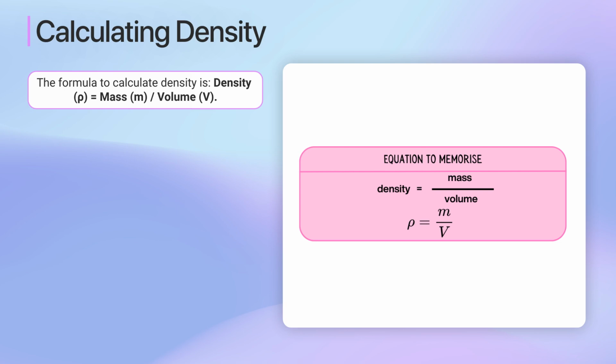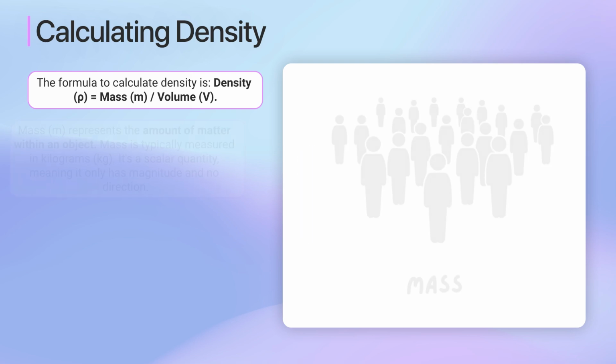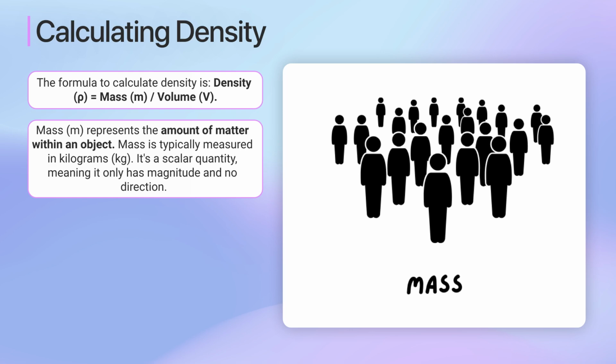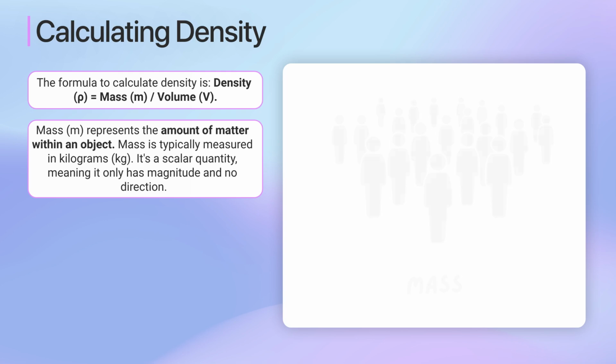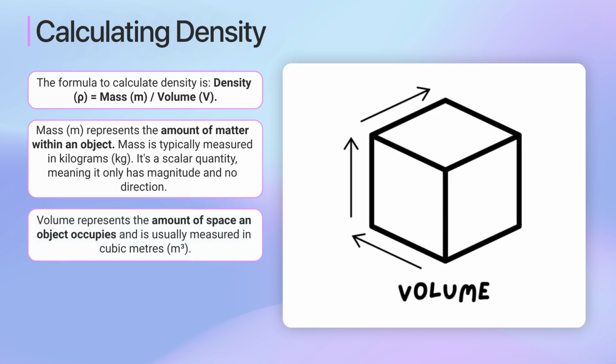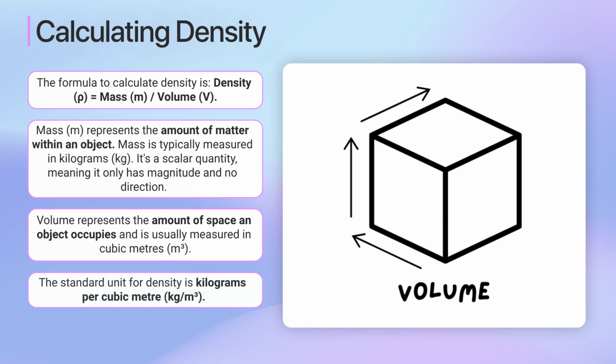Let's now pay close attention to the details of this equation. Mass represents the amount of matter within an object. Mass is typically measured in kilograms. It's a scalar quantity, meaning it only has magnitude and no direction. Volume represents the amount of space an object occupies and is usually measured in cubic meters. It's also a scalar quantity. Volume can be calculated for different shapes using specific formulas, but its unit remains cubic meters in SI. The standard unit for density is kilograms per cubic meter. This unit indicates how many kilograms of matter are packed within a cubic meter of space.